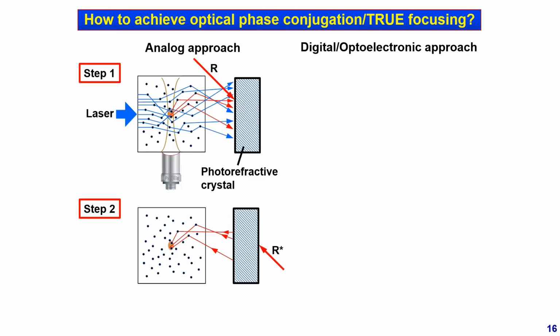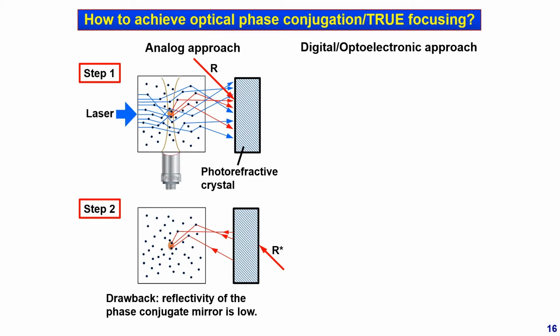I just talked about how we achieved high-speed true focusing using a fast-responding photorefractive crystal. The drawback of this approach is that the reflectivity of the phase conjugate mirror is low, meaning the time-reversed light is much weaker compared with the ultrasound tag light. To achieve a higher reflectivity, we switch to an optoelectronic approach.